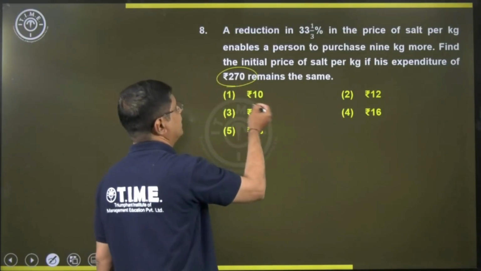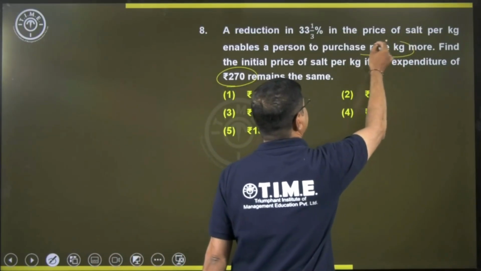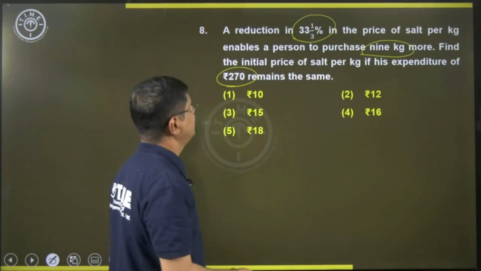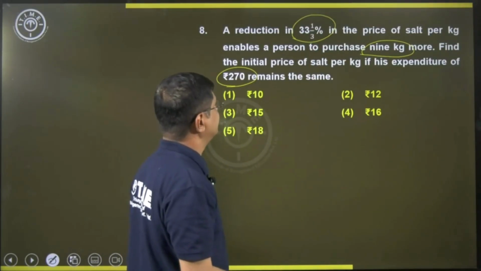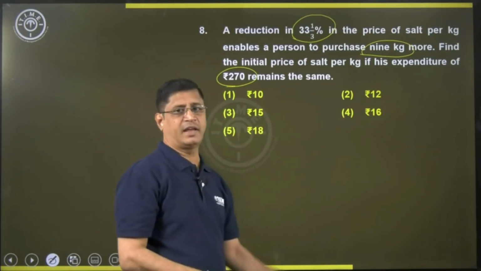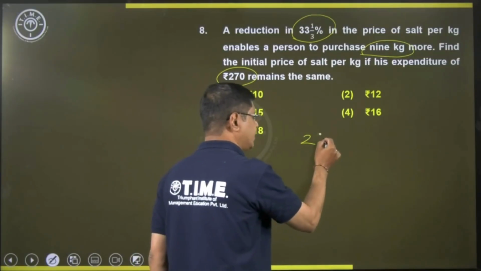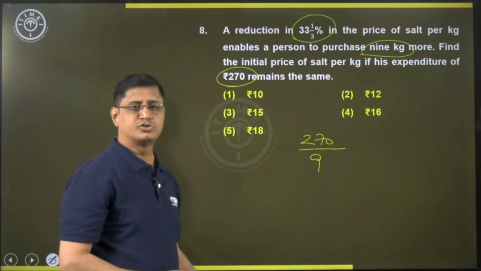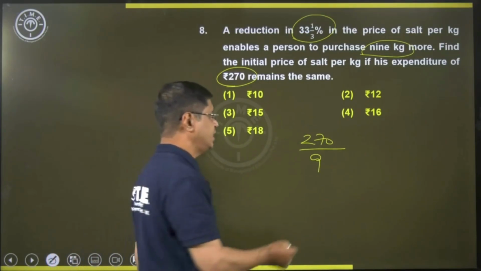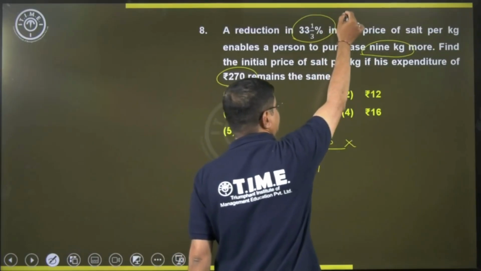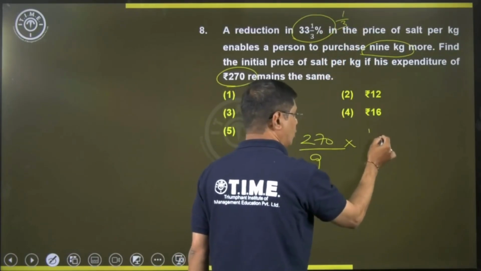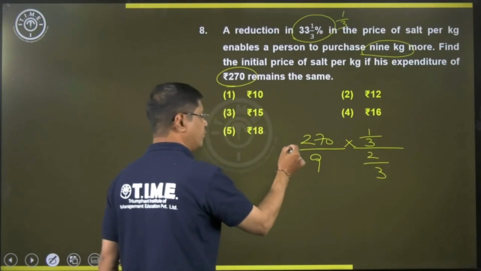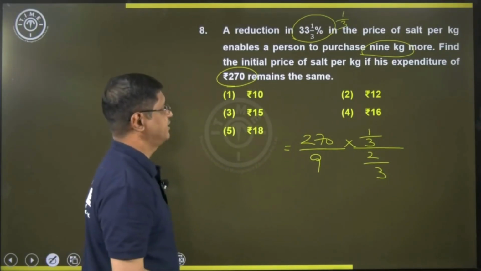The expenditure is the same; the reduction in the price enables a person to buy 9 kgs more. How many kgs more here? Here it enables 9 kgs more by reducing the price. So, here 270, and it enables a person to buy 9 kgs extra. So, price by more in quantity into reduction; 1/3 is the reduction. 1/3 is the reduction means the remaining is how much? 2/3. Simplify, it will give the original price.